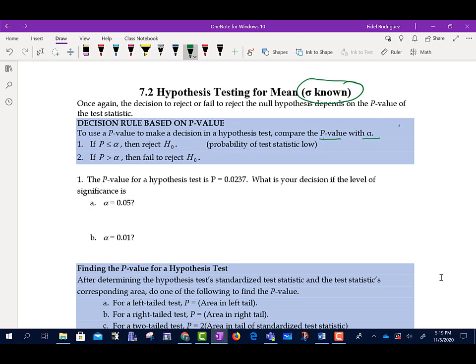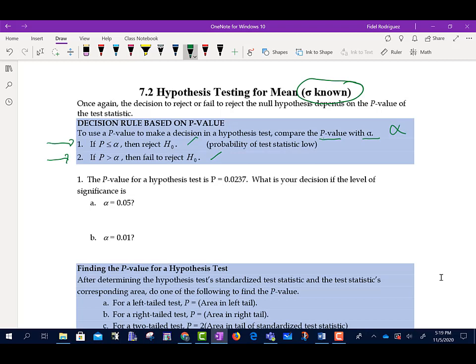Alpha kind of looks like this. It's the Greek letter A. So it says, number one, if p is smaller than or equal to alpha, then we're going to reject the null hypothesis. And if p is greater than alpha, then we're going to fail to reject the null hypothesis.